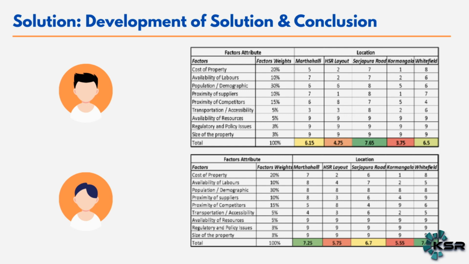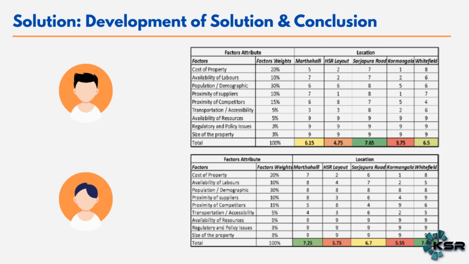Proximity of competitors. As per him, the competition will be very high in Whitefield, followed by Marthalli, so he rates HSR Layout really high, where the competition is very low. Transportation and accessibility. Bangalore traffic is bad, but in that situation he thinks Sarjapura has less traffic and is easily accessible for people, so he rates it higher.